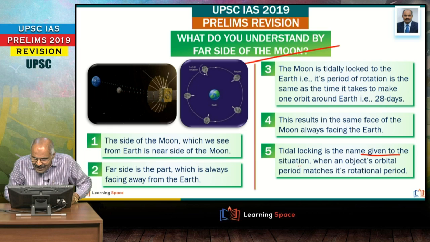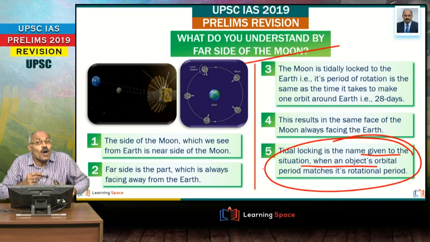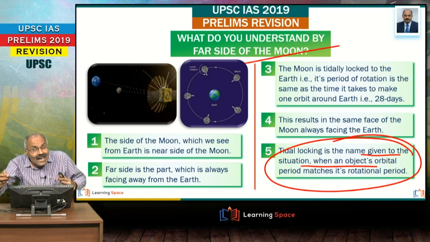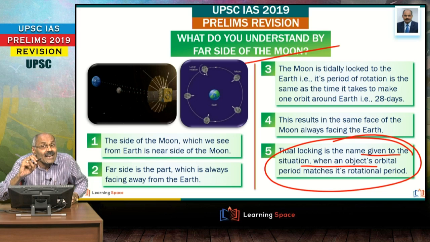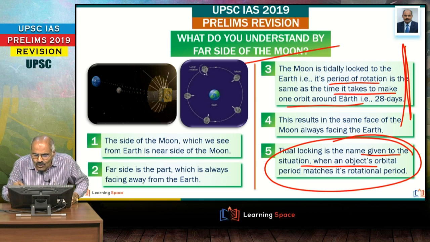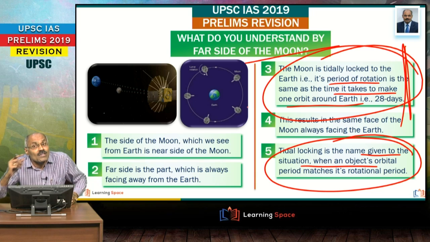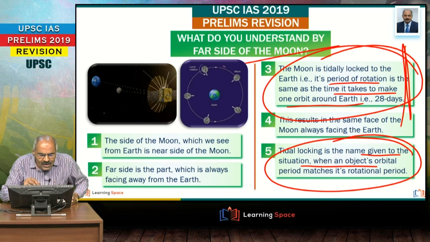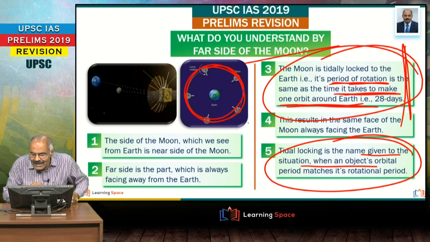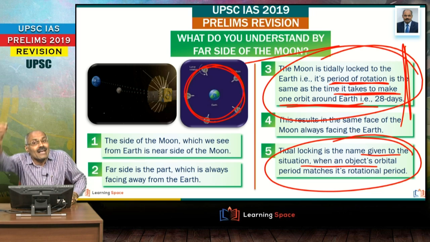Tidal locking is the name given to the situation when an object's orbital period is equal to its rotational period. When you look at the moon, it is 28 days. That means here the period of rotation is the same as the time it takes to make one orbit around the Earth. Please don't forget, the moon is revolving around the Earth, all of you are familiar, and the important aspect here is that the period of rotation is the same as the time it takes to make one orbit around the Earth.